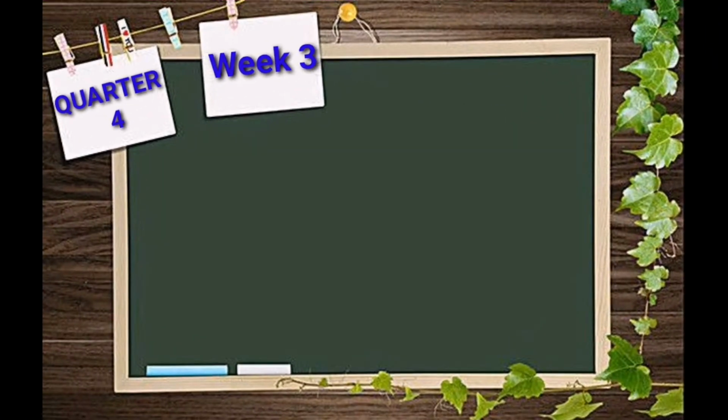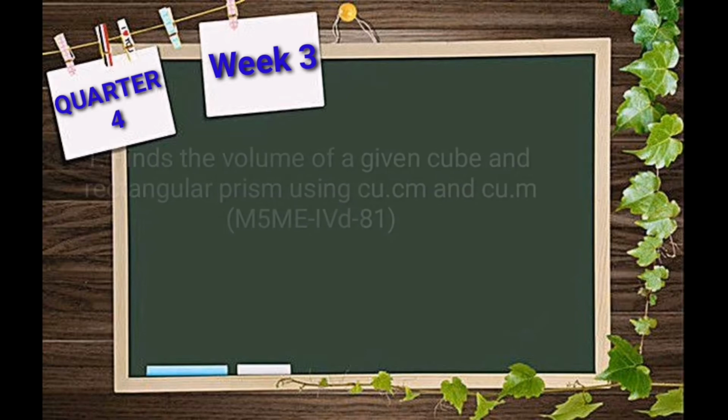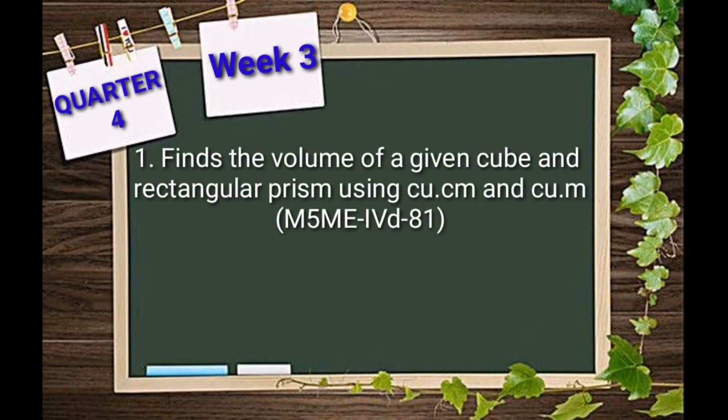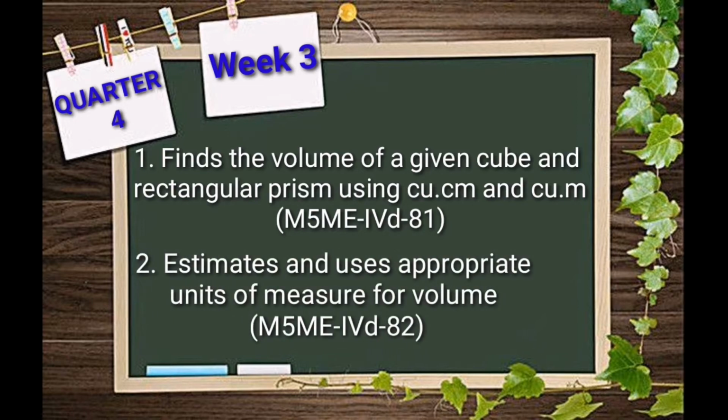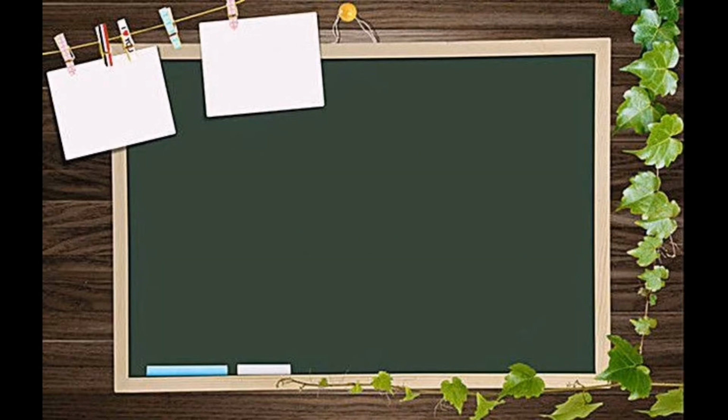Quarter 4, Week 3. The objectives are: number 1, finds the volume of a given cube and rectangular prism using cubic centimeter and cubic meter. Number 2, estimates and uses appropriate units of measure for volume.